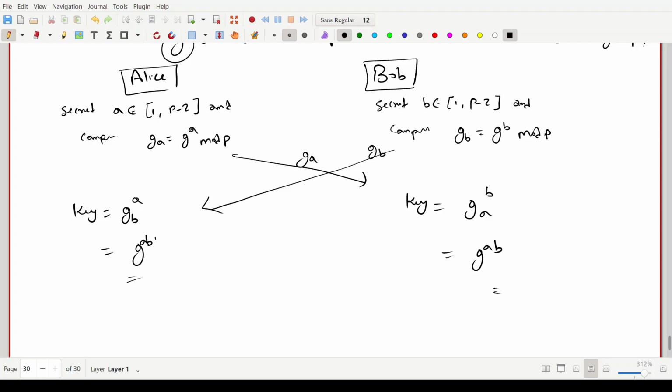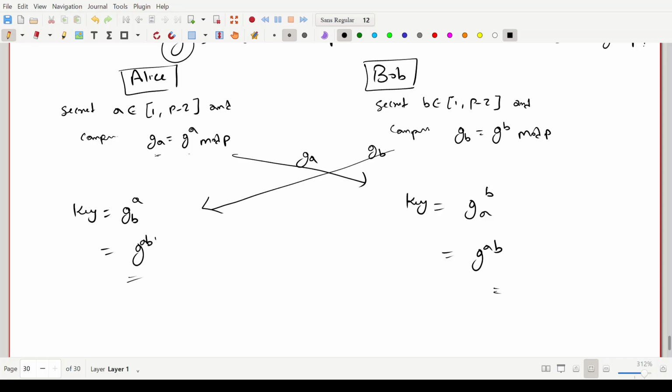So the security of this algorithm lies on the DLP problem. That means given this g^a and g, you cannot get this small a. This is what the DLP problem is. So we'll be coming to it. And there is a problem with this scheme.